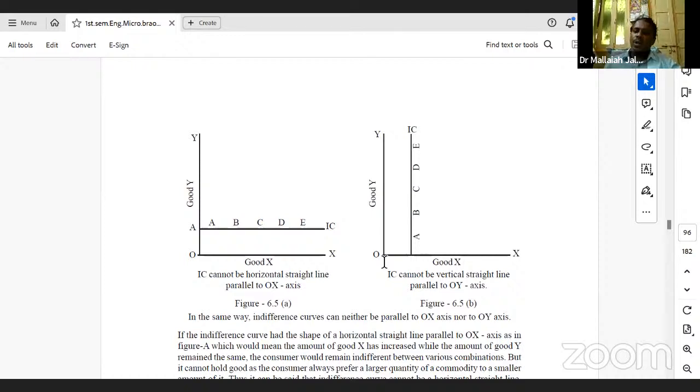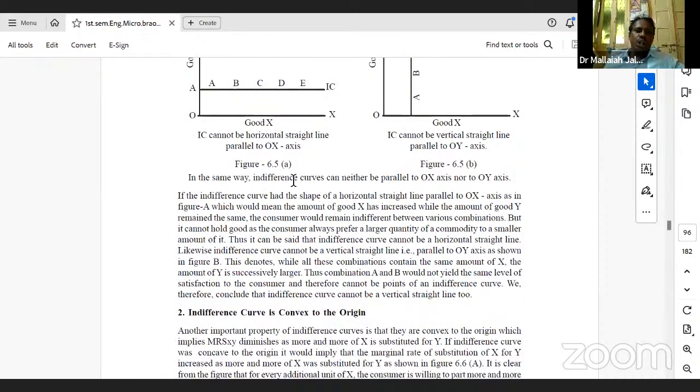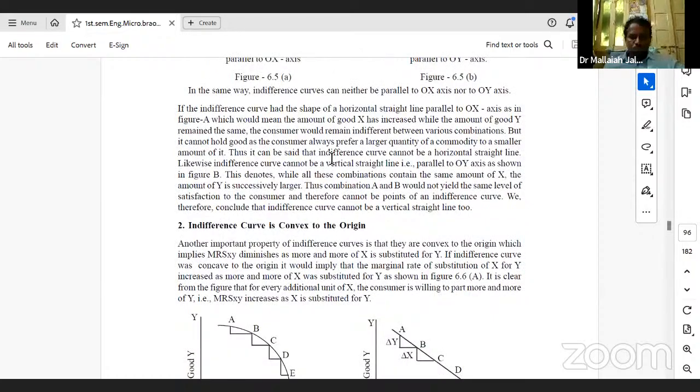This is also reverse for the law of indifference curve. What is the condition? If one is increasing, the other has to decrease. But in this diagram, Y can be increased, but X is unable to change. That is the reason why these indifference curves are not in a vertical position. That you have to remember.